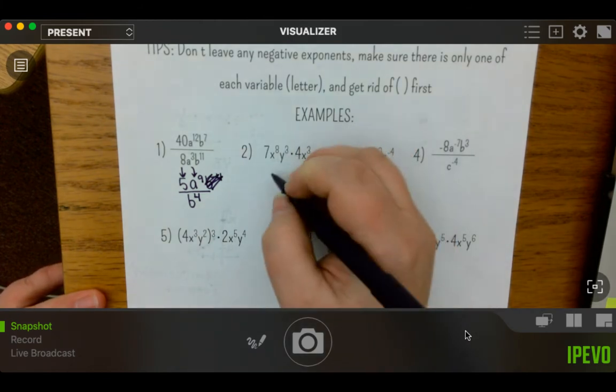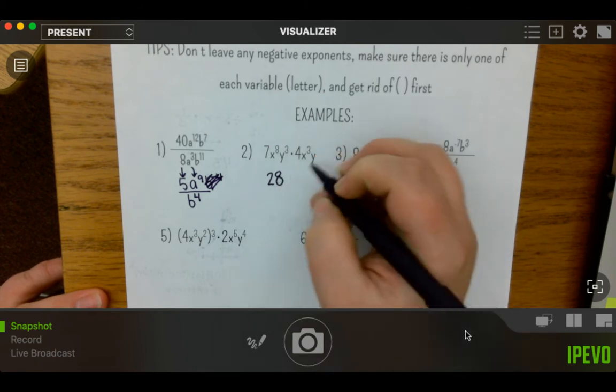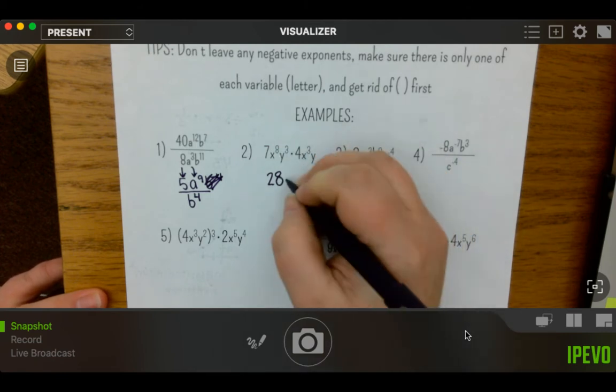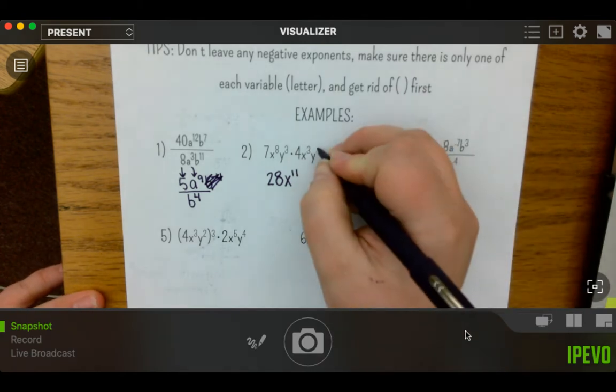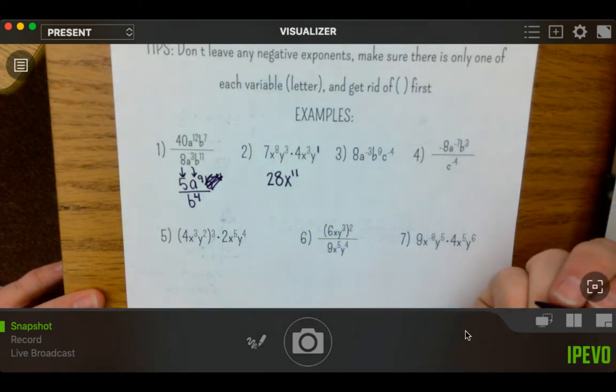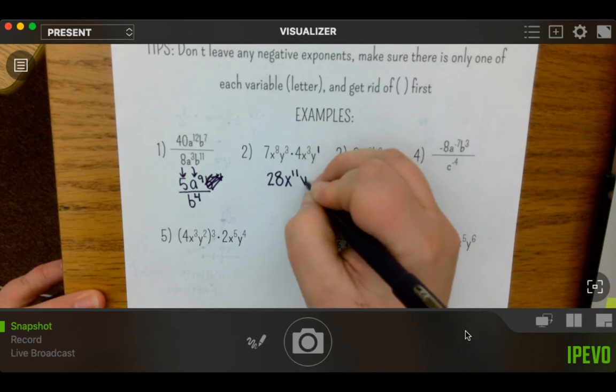7 times 4 is 28. The x's add up to 11. 8 plus 3 is 11. And on the y's, keep in mind that this has a power of 1, even if it's not there. 3 plus 1 is 4.